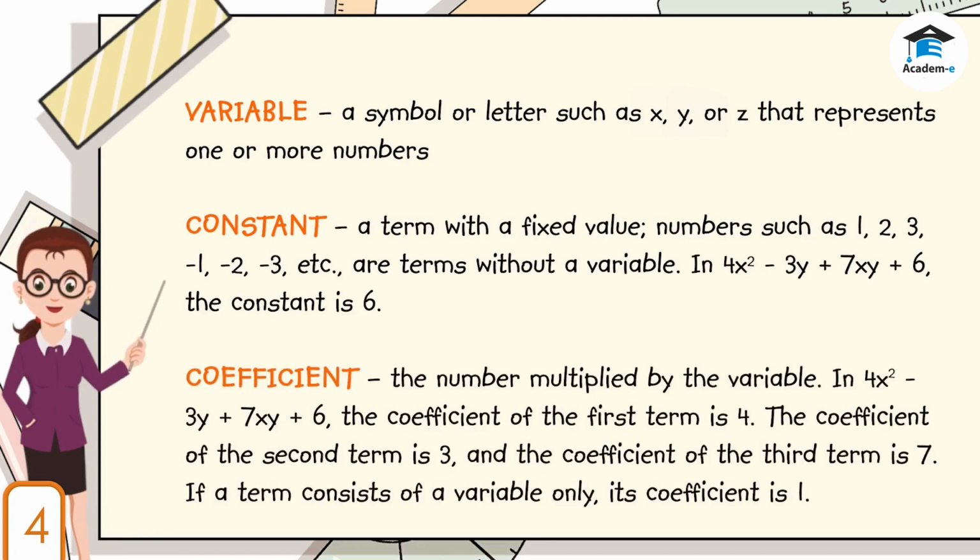A coefficient is the number multiplied by the variable. In 4x squared minus 3y plus 7xy plus 6, the coefficient of the first term is 4. The coefficient of the second term is 3, and the coefficient of the third term is 7. If a term consists of a variable only, its coefficient is 1.